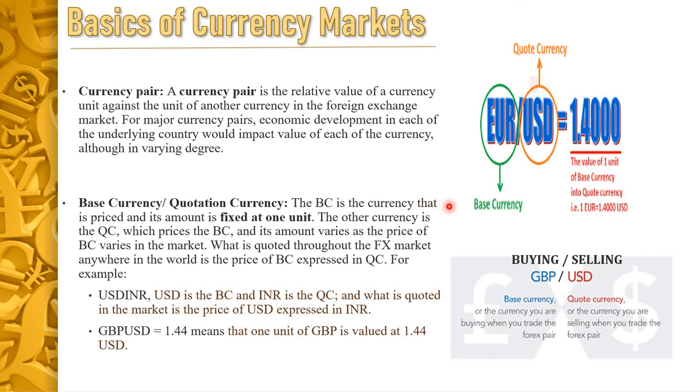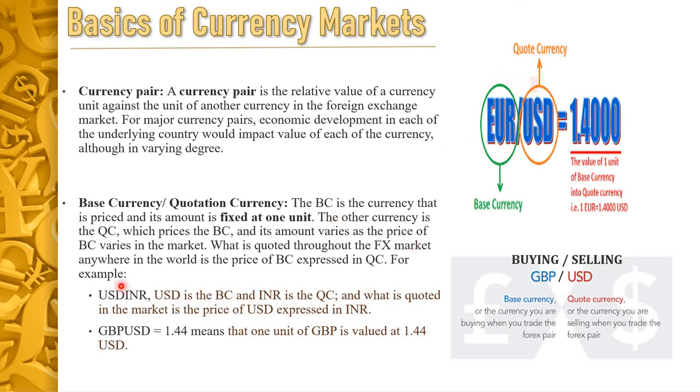So the base currency is the currency that is priced. Okay, this is the value of EUR in terms of USD and its amount is fixed at 1 unit. And the other currency is the quotation currency, which prices the base currency and its amount varies as the price of the base currency varies in the market. And what is quoted through the foreign exchange market anywhere in the world is the price of the base currency expressed in the quotation currency.